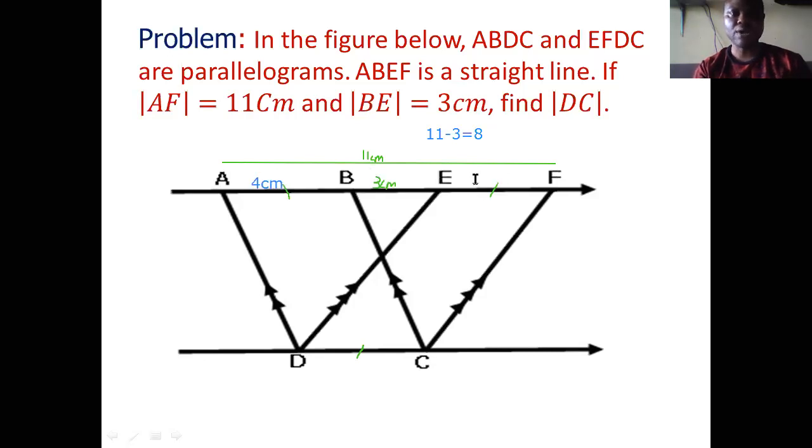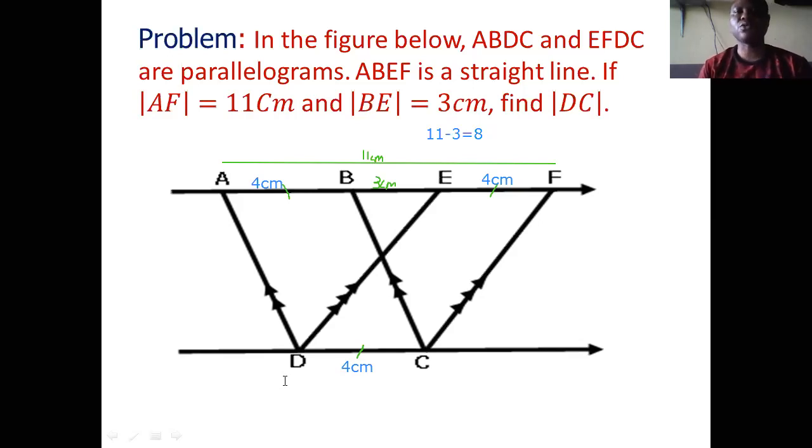Here I will have 4 centimeter. Automatically, DC is also 4 centimeter. That's all. It's so simple, right? So simple. So the best, those students who say it's 4 centimeter, they are very correct. So simple. I told you I'm going to teach you mathematics made simple.